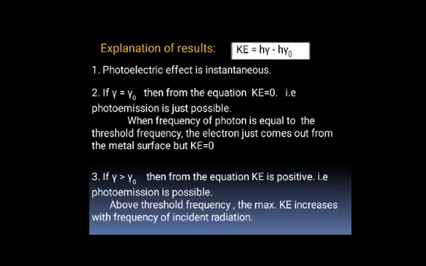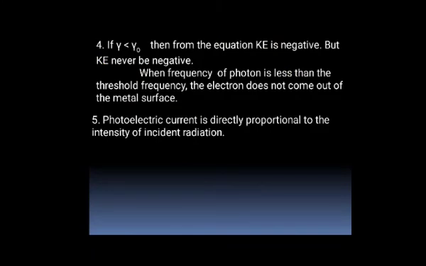If nu is greater than nu naught, then from the equation kinetic energy is positive, that is, photoemission is possible. When the frequency of the photon is greater than the threshold frequency, the electron comes out from the metal with some kinetic energy. Above threshold frequency, the maximum kinetic energy increases as the frequency of incident radiation increases. Let us see the next result.